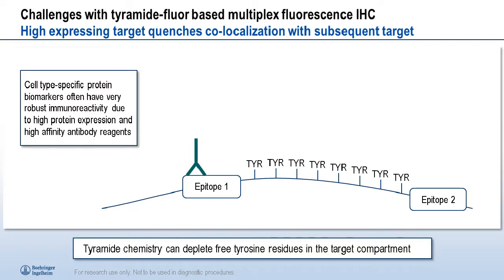And this can be a challenge when you're looking at co-expression in the same subcellular compartment. And I'll just show you a cartoon of why that is. So we have our first primary antibody, our first secondary HRP, and then we lay down our tyramide-fluor.